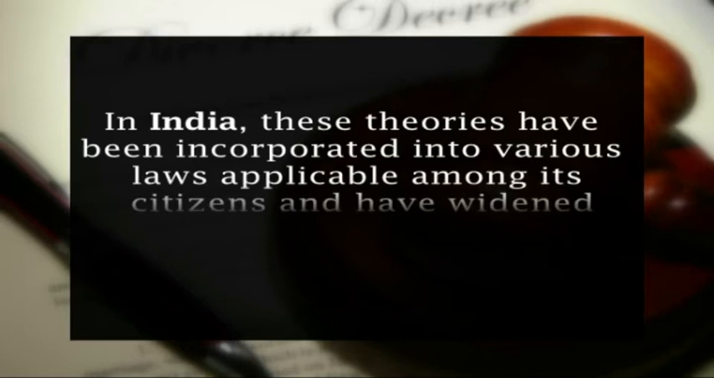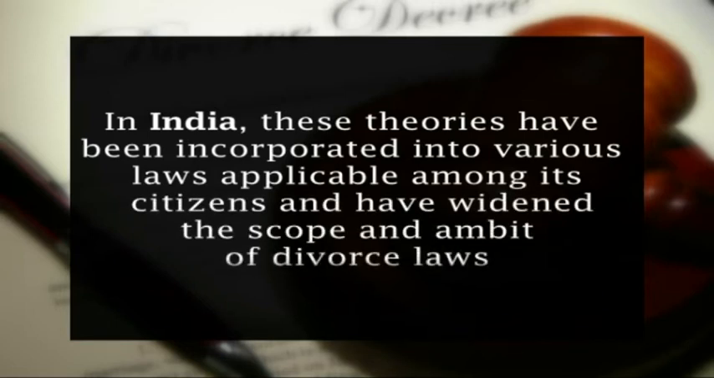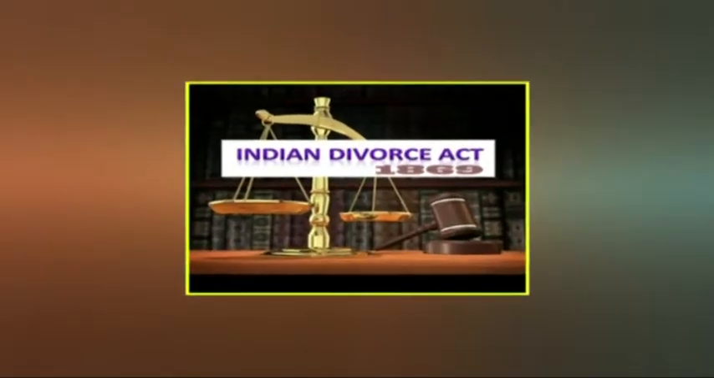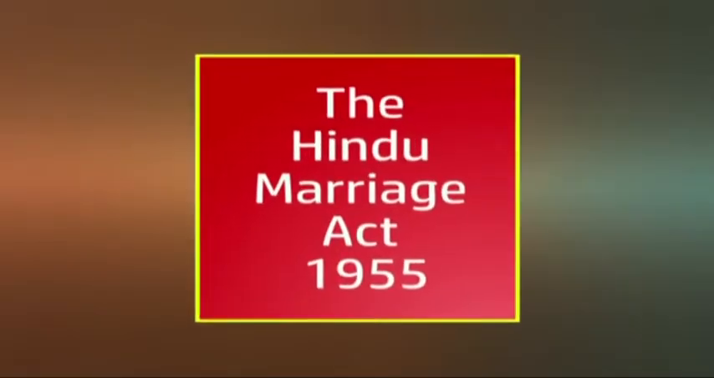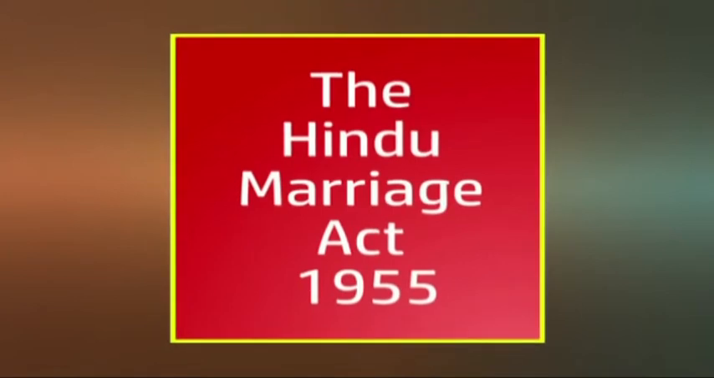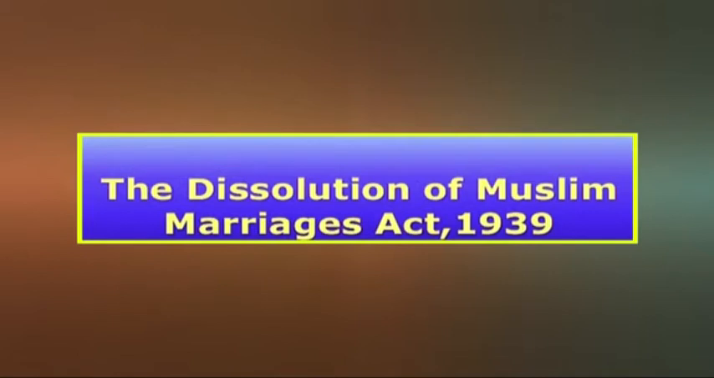In India, these theories have been incorporated into various laws applicable among its citizens and have widened the scope and ambit of divorce laws. These laws include the Divorce Act 1869, which is considered the first legislative attempt to recognize the institution of divorce in India, though it is applicable to Christians only. The marriage and divorce among Hindus is regulated under the provisions of the Hindu Marriage Act 1955. For Muslims, it is recognized both under uncodified Shariat laws as well as codified law in the form of the Dissolution of Muslim Marriages Act 1939.